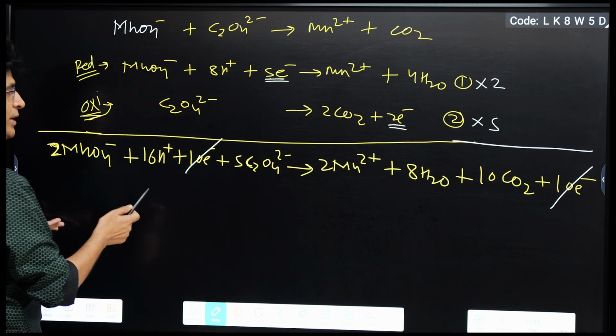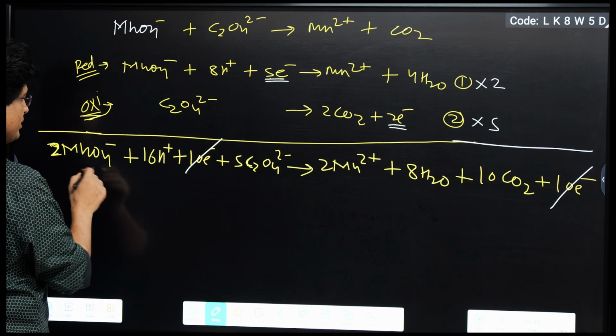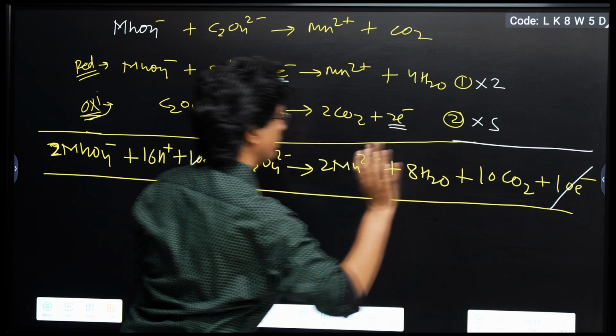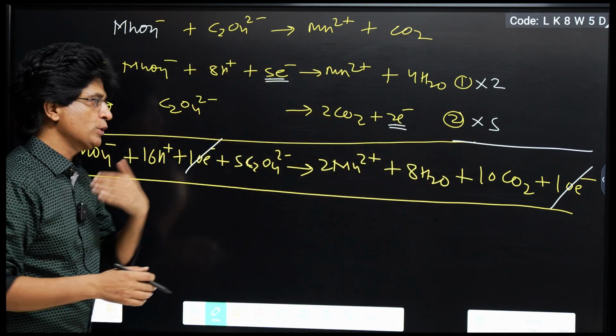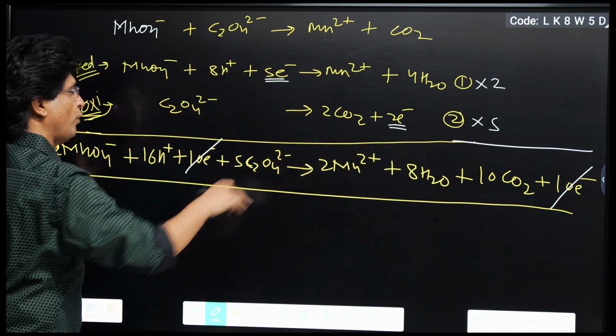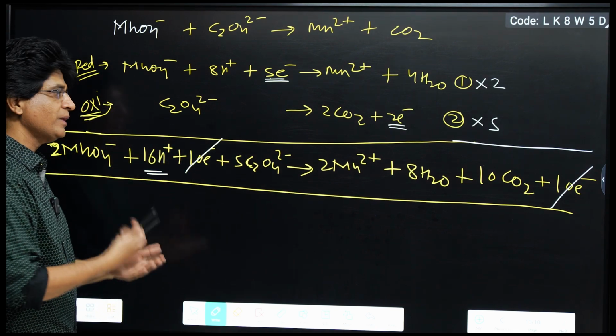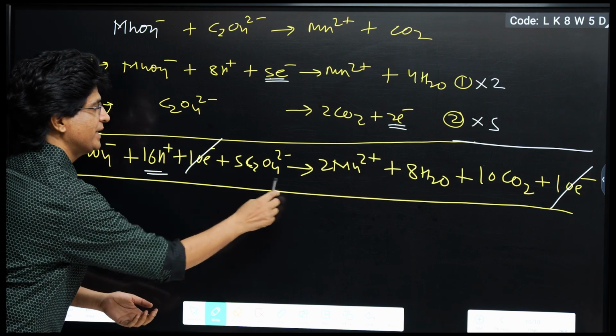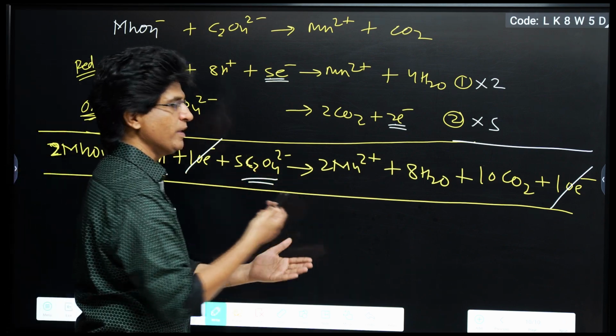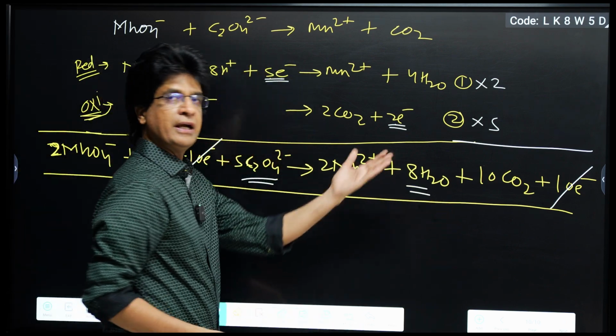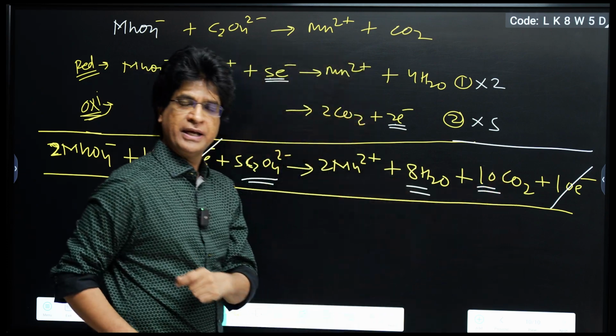Okay, now what is the balanced equation? Remaining thing is your balanced equation. So in this question they can also ask you, in the balanced reaction, what will be the stoichiometric coefficient of H ions? 16. Stoichiometric coefficient of oxalate ion? 5. Stoichiometric coefficient of water? 8. CO2? 10. And likewise.